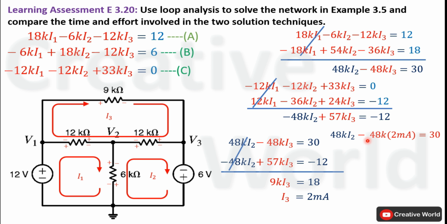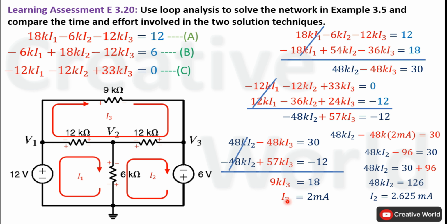Now take the product of minus 48k and 2 milliampere. It will become minus 96. Place minus 96 on the other hand side of equal. The equation will become 48k I2 equal to 30 plus 96. Now add these together and divide with 48k, because we are interested to calculate the value of I2, that will become 2.625 milliampere.